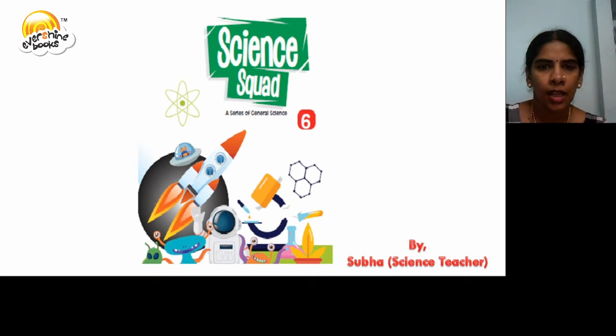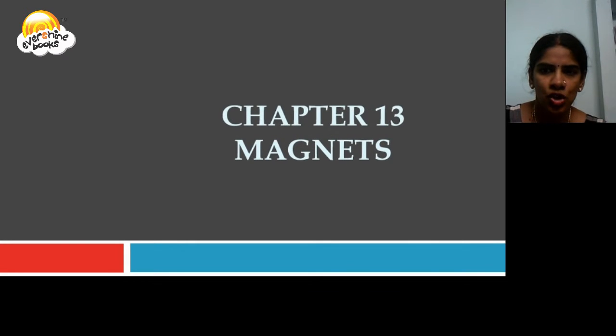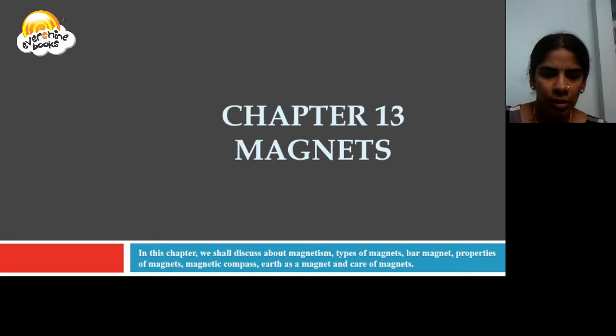Hello students, let us learn General Science for class 6 from the book Science Square. Today we are going to learn chapter 13, Magnets. In this chapter we shall discuss magnetism, types of magnets, wire magnet, properties of magnets, magnetic compass, Earth as a magnet, and care for magnets. Let us begin the chapter.